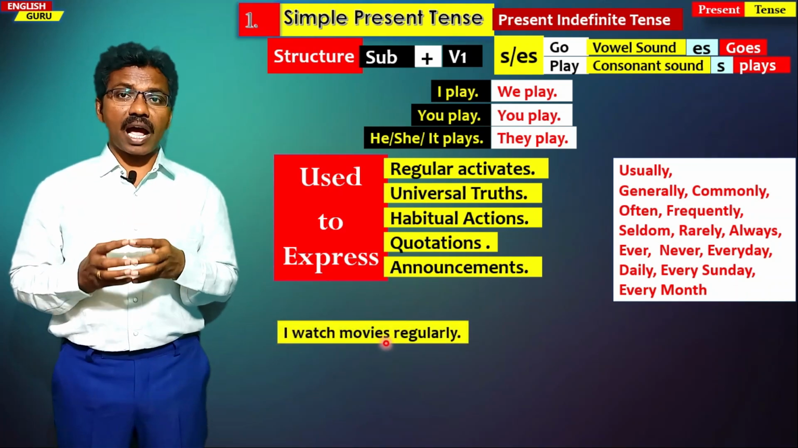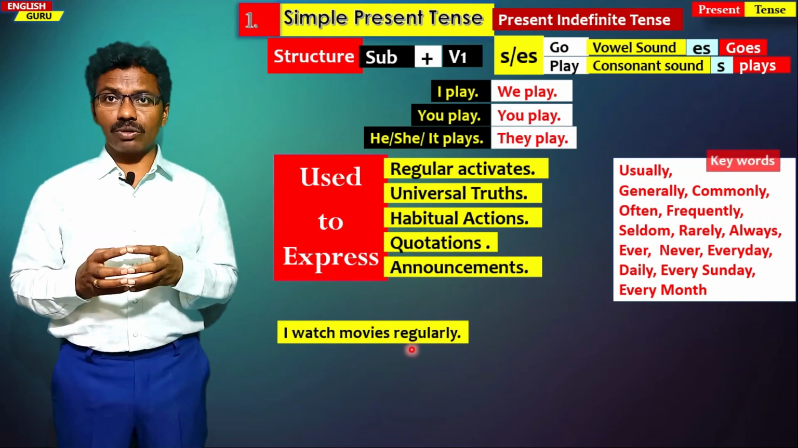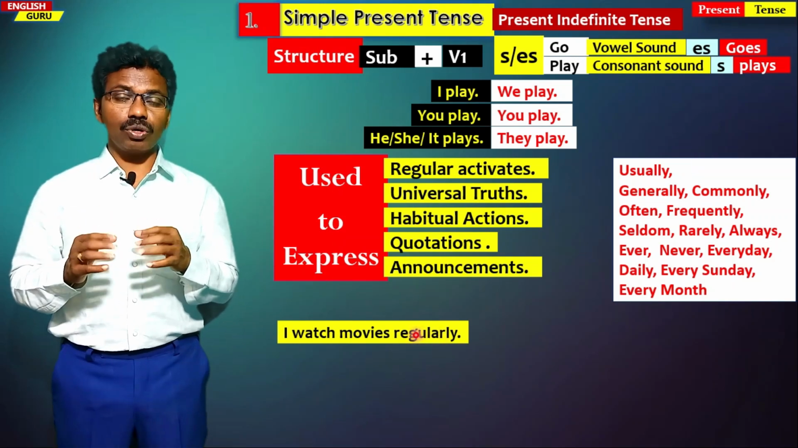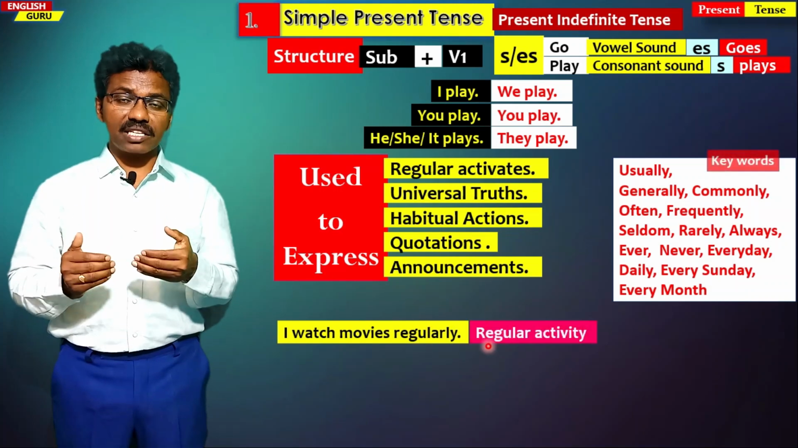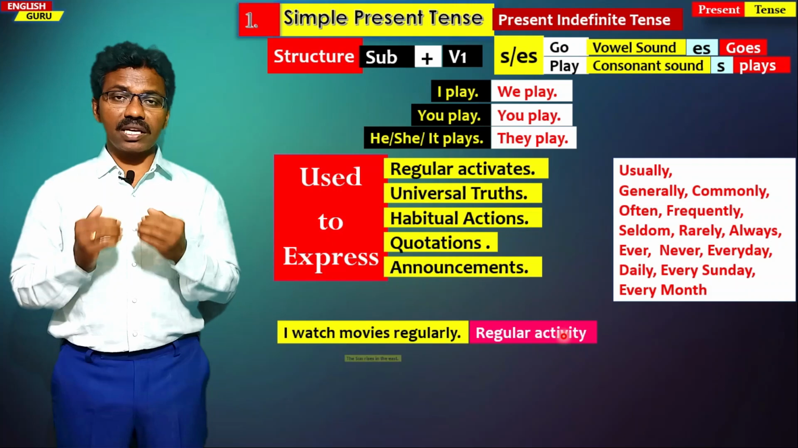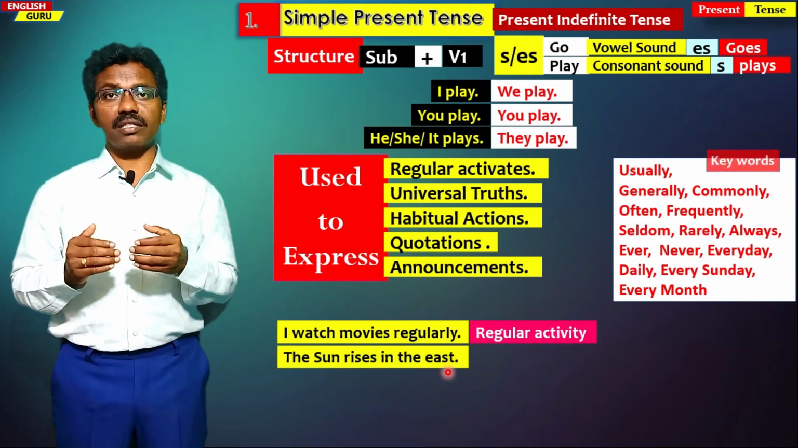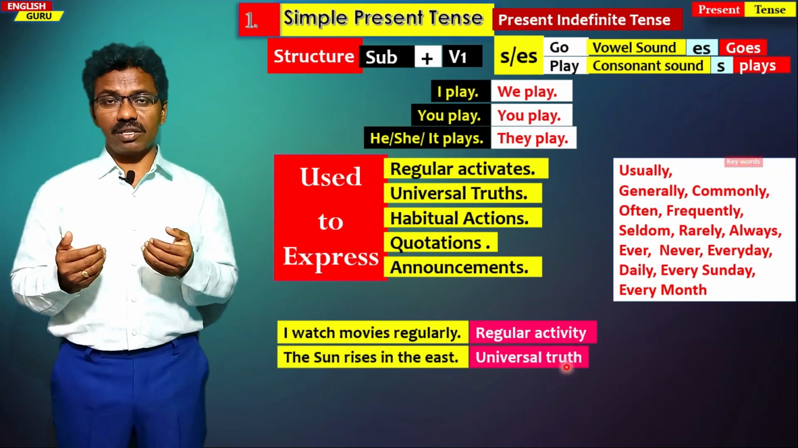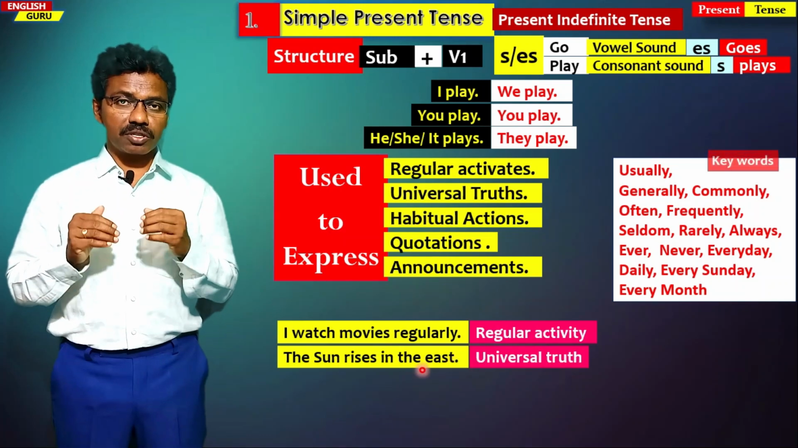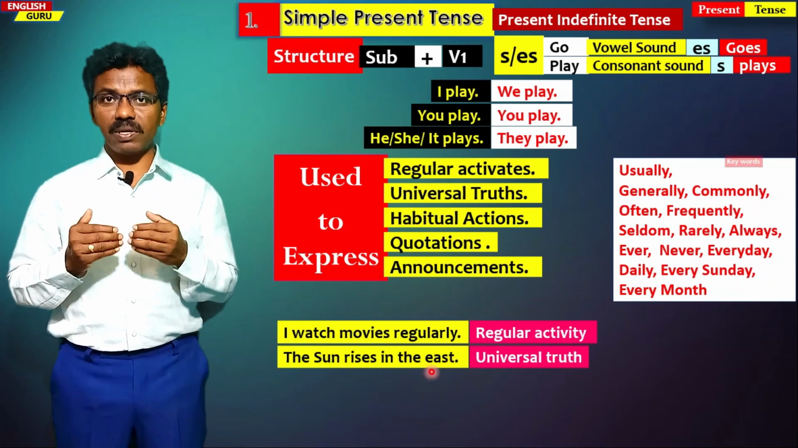The first one is: I watch movies regularly. It is a regular activity, daily. So we do this activity regularly. It has to be in simple present tense only. In the second sentence, the sun rises in the east. It's a fact. It's a universal truth. We cannot change it. So universal truths also should be in simple present tense.